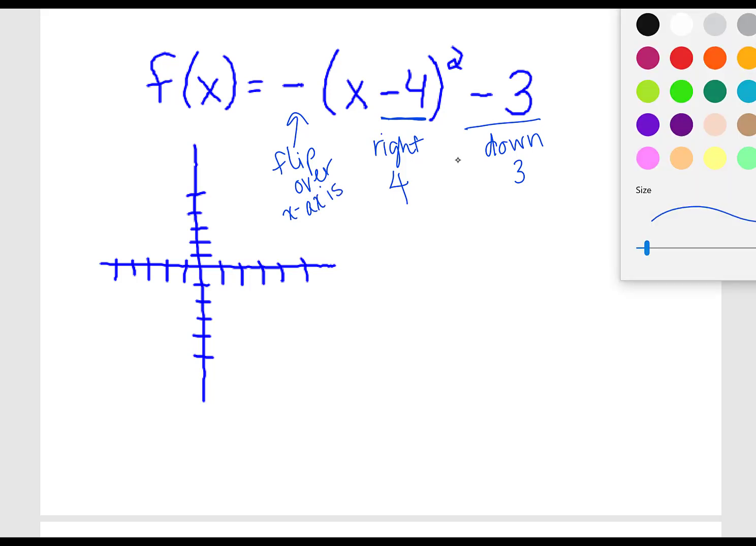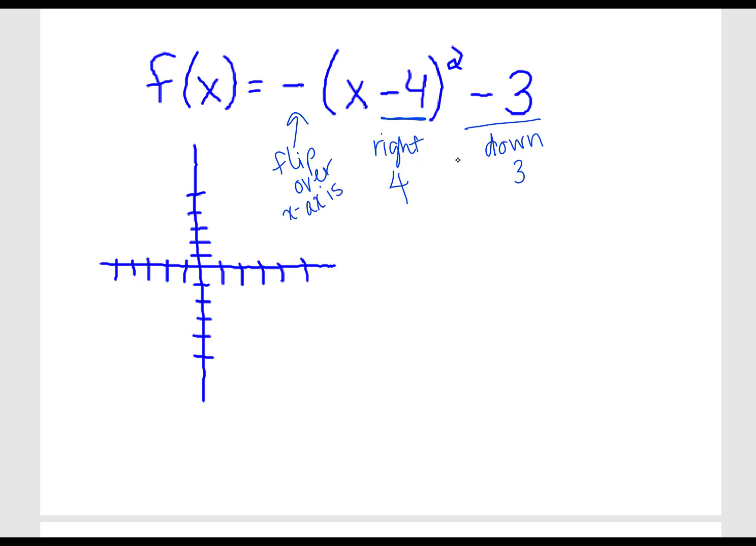So if I was just to graph my basic quadratic function of x squared, so just f of x equals x squared, and I got that from looking at this, right? I can see that before those changes occurred, that's what I would have had. I would have something like this.